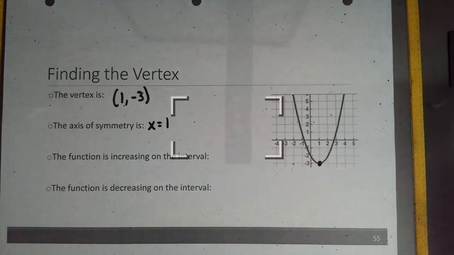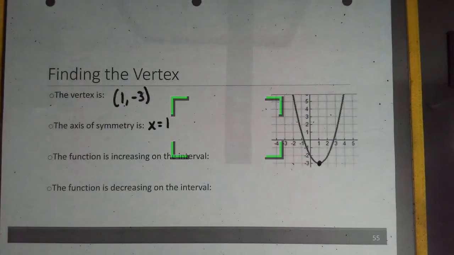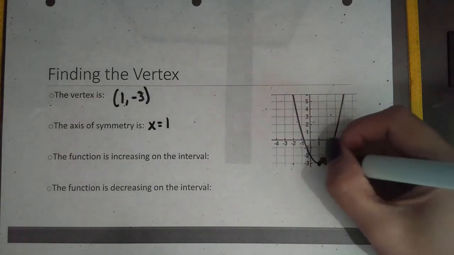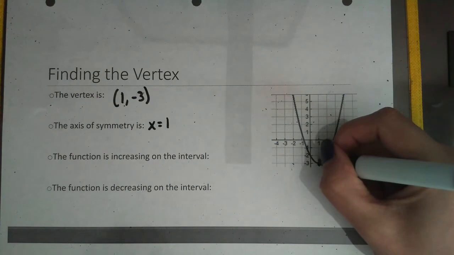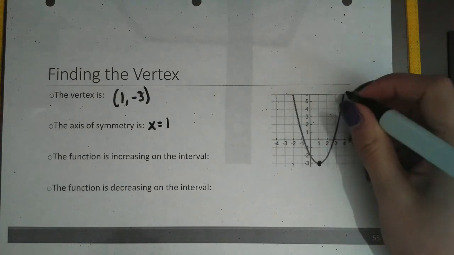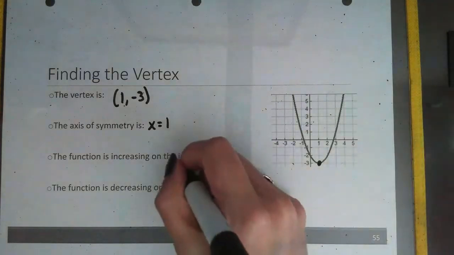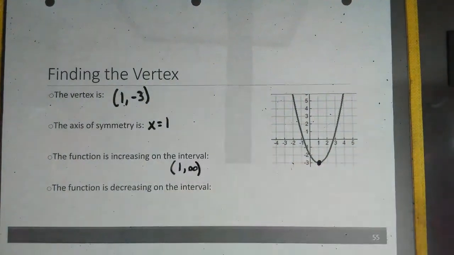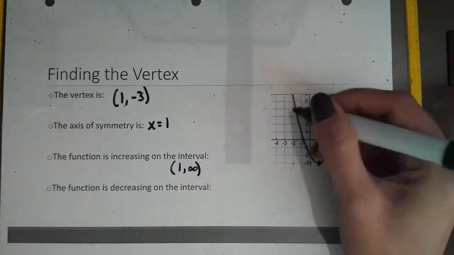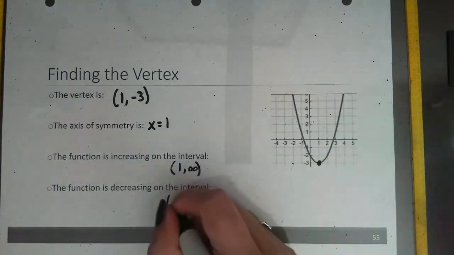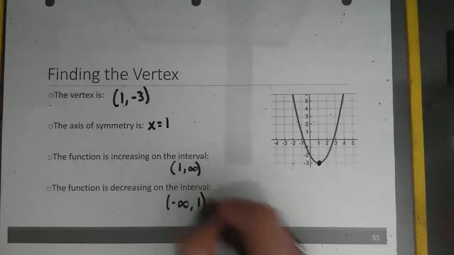Now we need to figure out where it is increasing and where it is decreasing. So remember, increasing means we're going up and decreasing means we're going down. So it looks like we are going up starting at x equals 1 through infinity. So we'll have 1 to infinity is increasing. And then we'll be decreasing on this first side, which is negative infinity to positive 1.